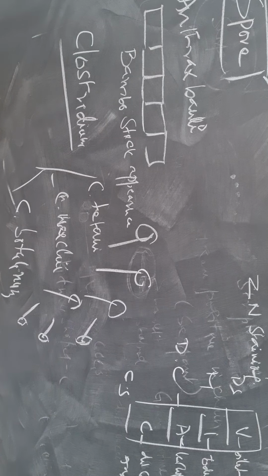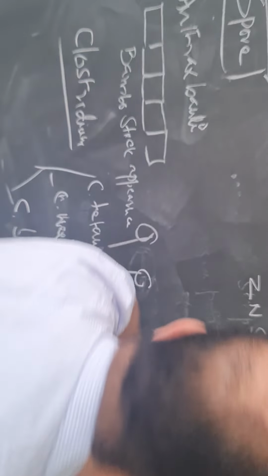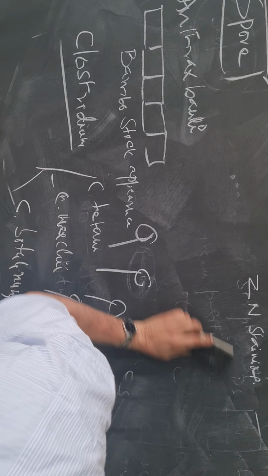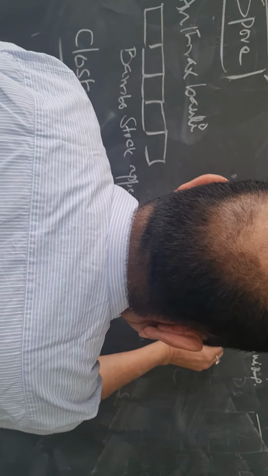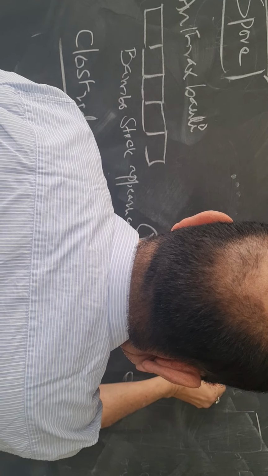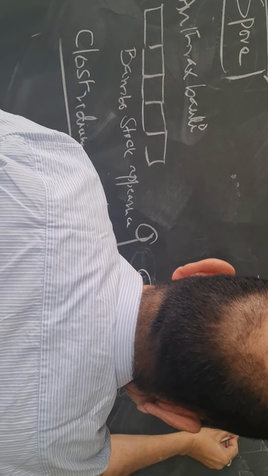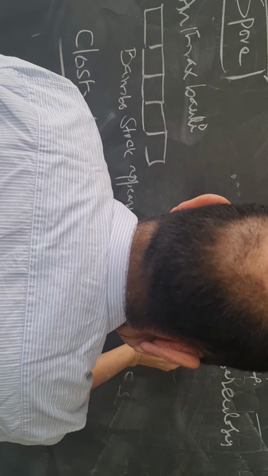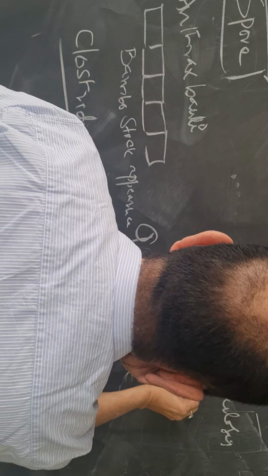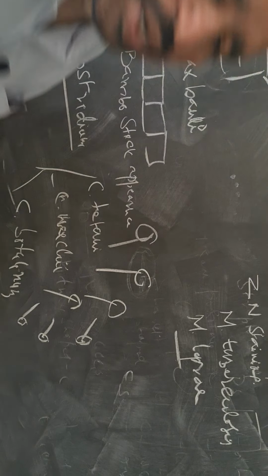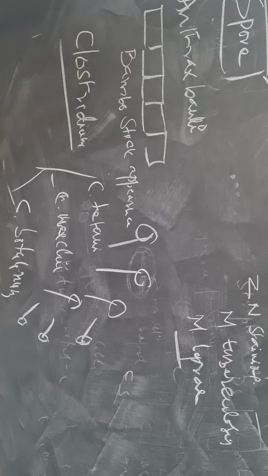Decolorize with 20% sulfuric acid and counter stain with methylene blue. The examples of acid fast organisms are Mycobacterium tuberculosis and Mycobacterium leprae.